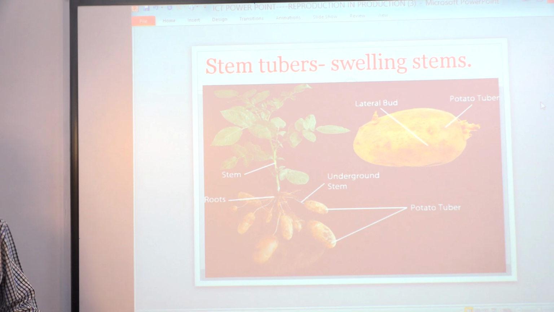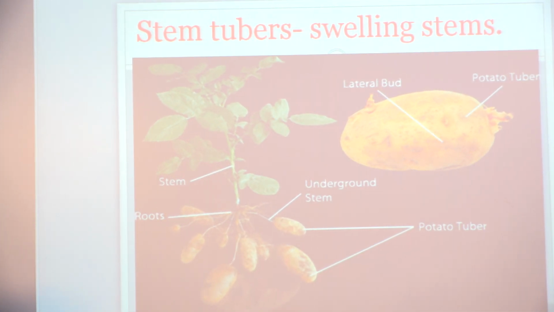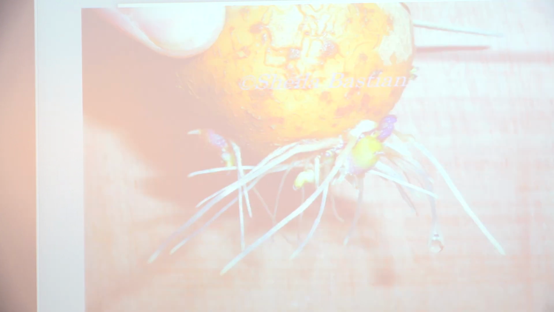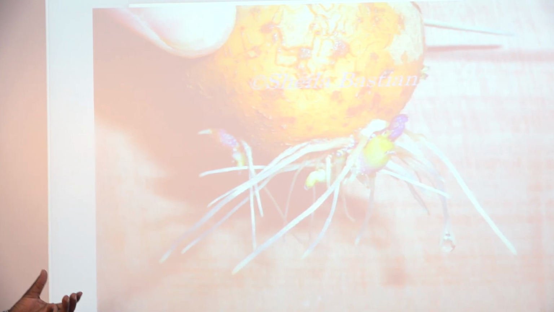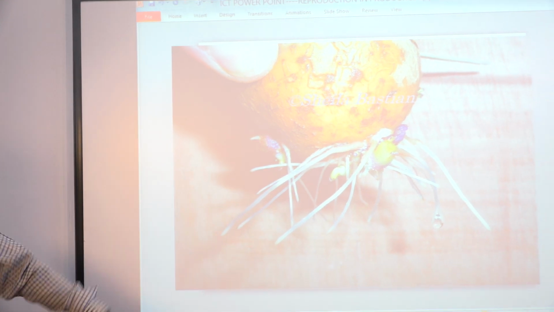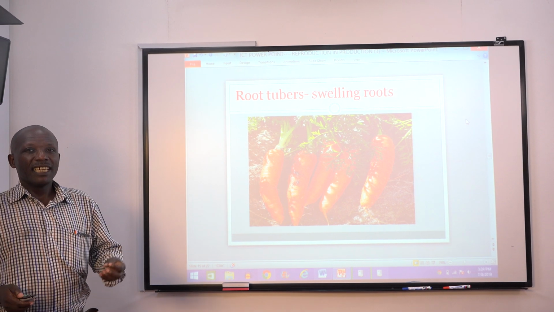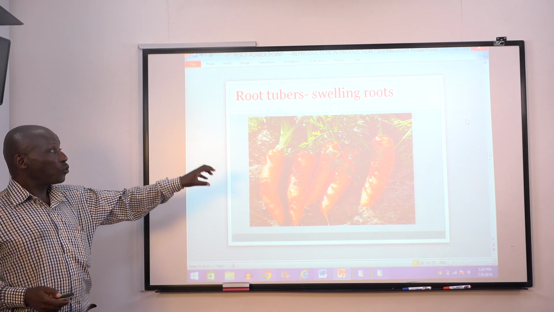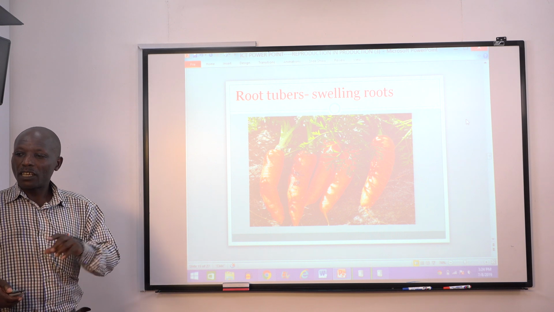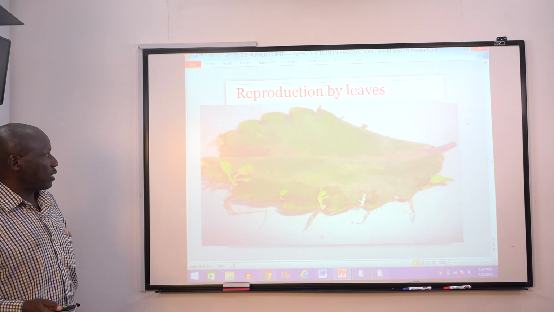Stem tubers, these are swelling stems. Stem tubers can be planted with buds and grow without flowers. It is also another example. They have roots, a stem; the stem in the soil will develop roots. Then these ones are root tubers. This is a taproot, the swelling roots, not stems. This is a swelling root, and it is also produced by asexual reproduction.